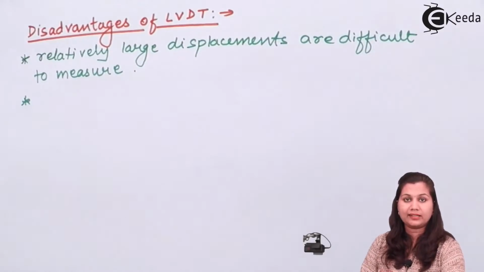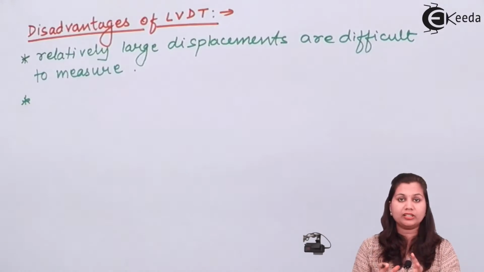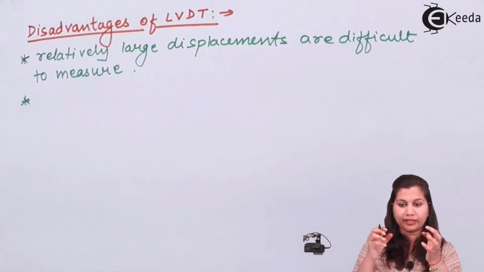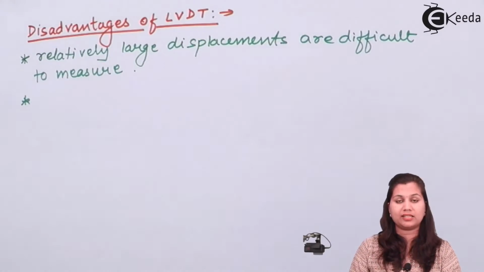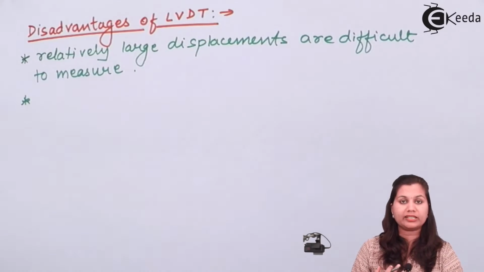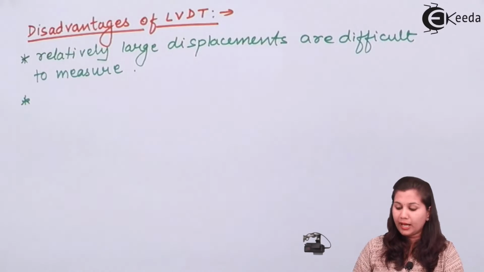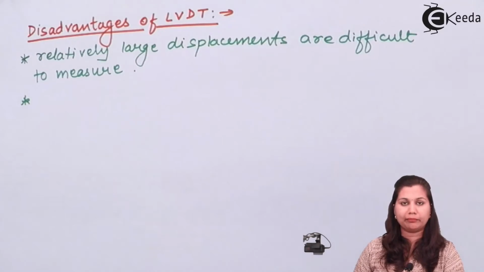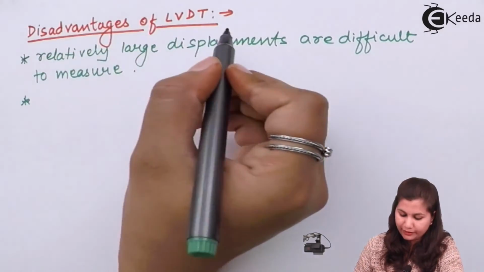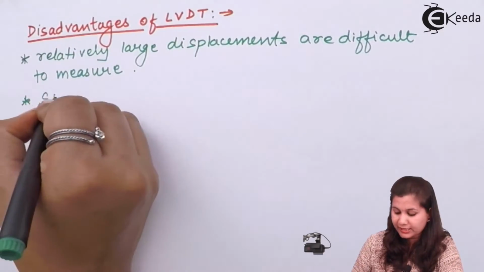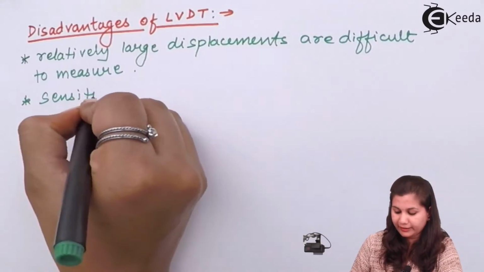Also, we have said that we have kept the assembly in a stainless steel body with a shield over it, but some stray magnetic and electric fields can still influence its working, though in that case shielding can be provided. But this is a disadvantage of the LVDT, that it is very sensitive to stray magnetic and electric fields.